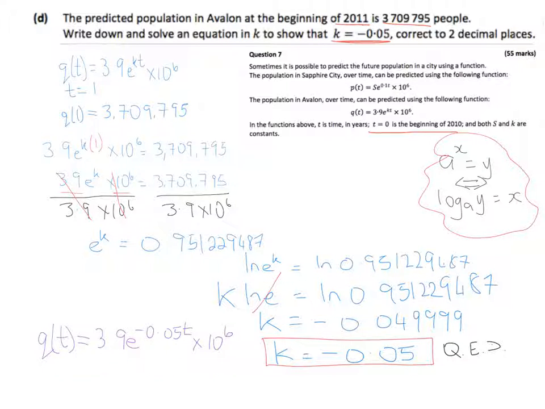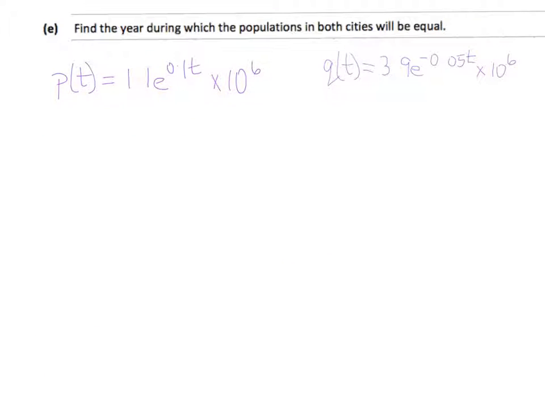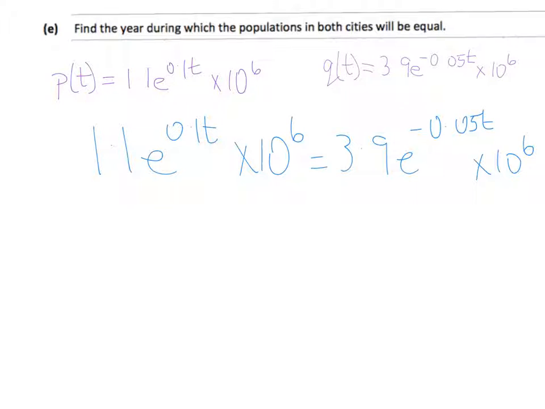So that gives me Q of t is equal to 3.9e^(-0.05t) times 10^6. Okay, so here I'm asked to find the year during which the population in both cities will be equal. So the first thing that I'm going to do is divide across by 10^6. So that's going to cancel both of those for us.